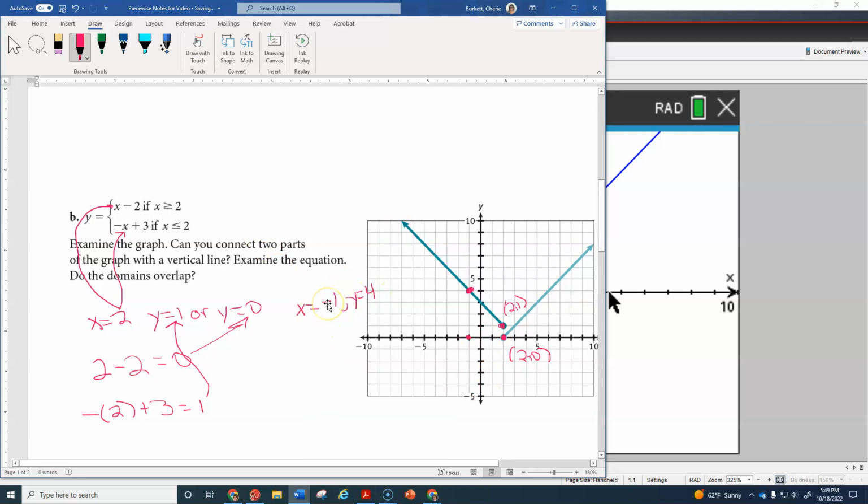But algebraically, how am I going to find it? Which branch is -1 on? Is -1 greater than 2, or is -1 less than 2? -1 is a number that's less than 2, so I'm going to plug it in right here. So I'm going to say negative, plug in the -1, plus 3, and calculate that to get my y value. So negative, minus a -1, that's going to be a +1, and then +1 plus 3 is 4. So algebraically, I got the same answer that I got graphically.